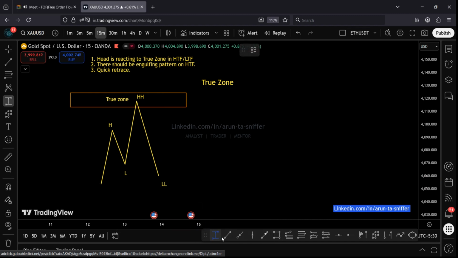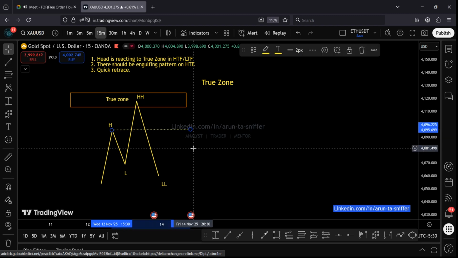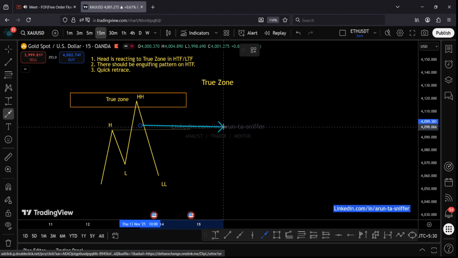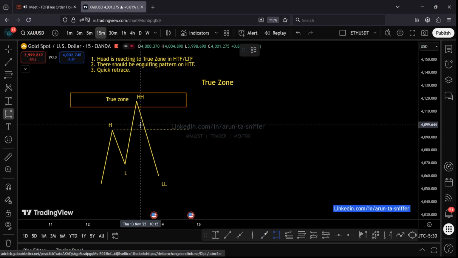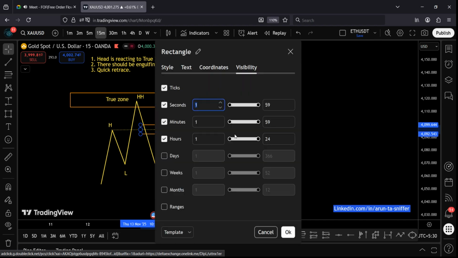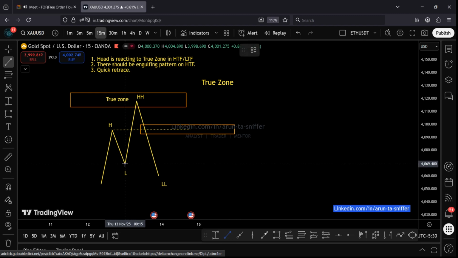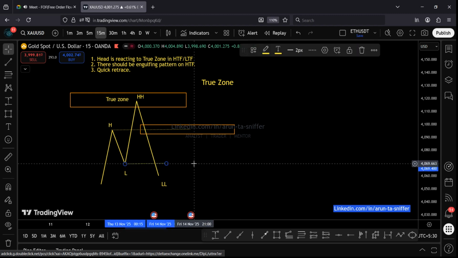So what will we do? We will look for the QML level here. There is an LSK zone, and here is the LSK zone or QML level. What will we look for? The price has taken down this low.